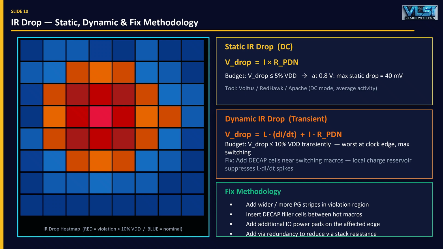So how do we fix this? Stronger power grid, more vias, better distribution. And something very important, decoupling capacitors. These act like local batteries. They supply instant current when demand spikes. So remember this, you don't fix IR drop at the end, you prevent it during floor planning.